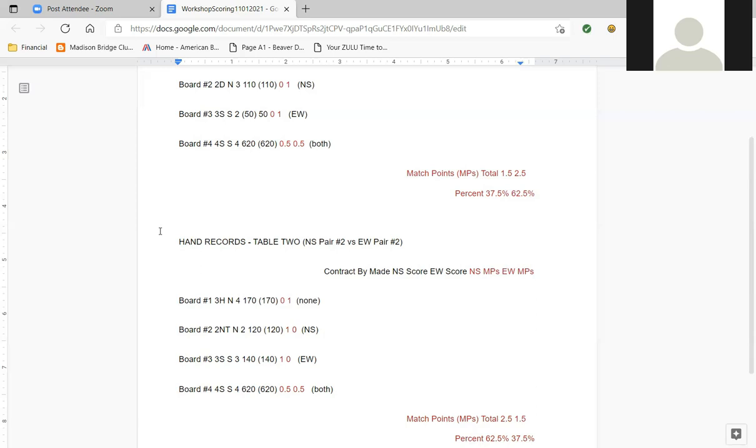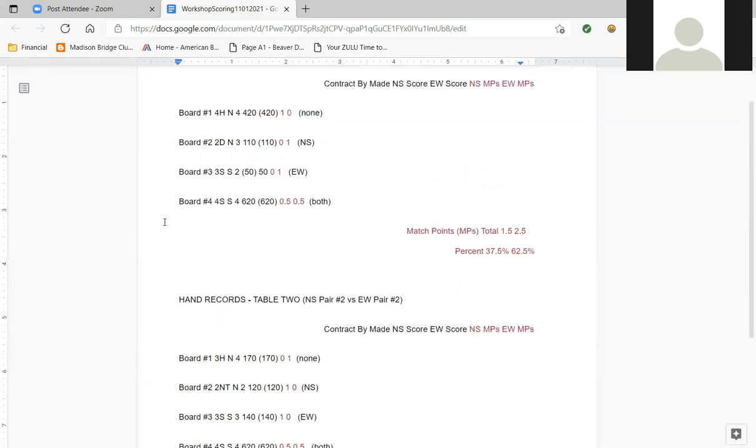So in social bridge scoring, if both of those tables were playing social bridge, north-south would have won big time at both tables. Maybe because they're better players, or maybe because they just got all the good cards. But they would be way out in front. They've got a huge score there compared to east-west.